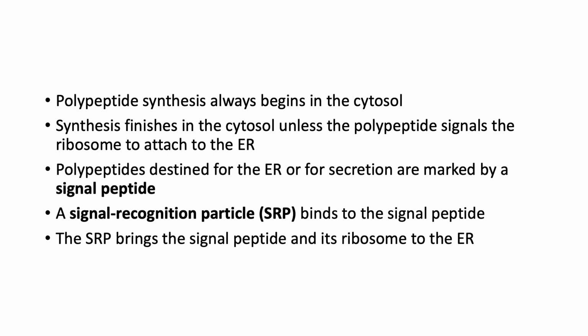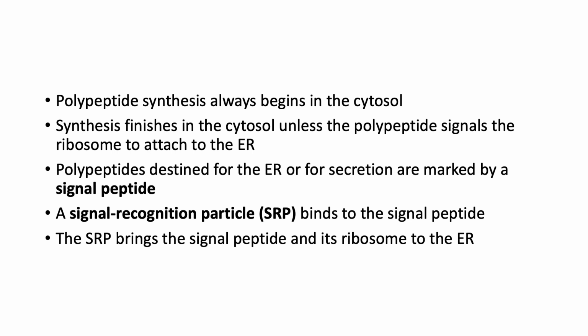Polypeptide synthesis always begins in the cytosol, and the synthesis finishes in the cytosol unless the polypeptide signals the ribosome to attach to the endoplasmic reticulum. But what really determines whether a ribosome is free in the cytosol or bound to the rough endoplasmic reticulum? Now, polypeptides destined for the endoplasmic reticulum or for secretion are marked by a signal peptide.